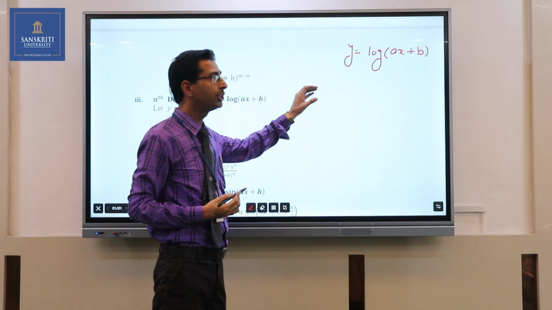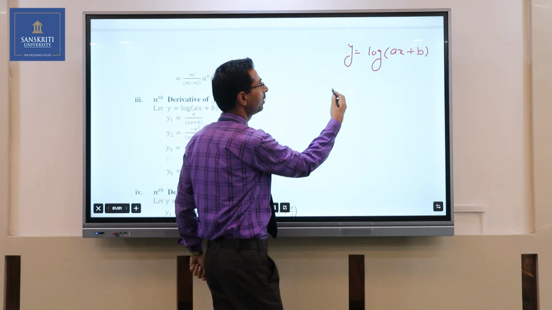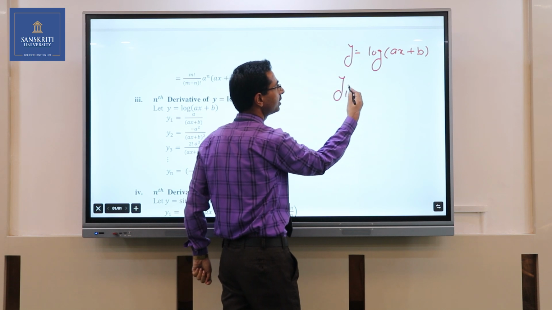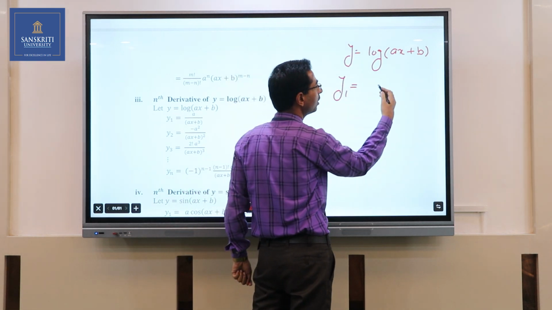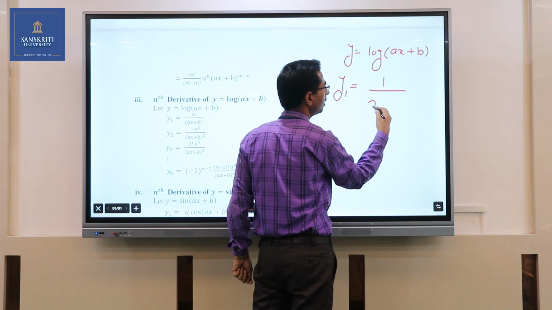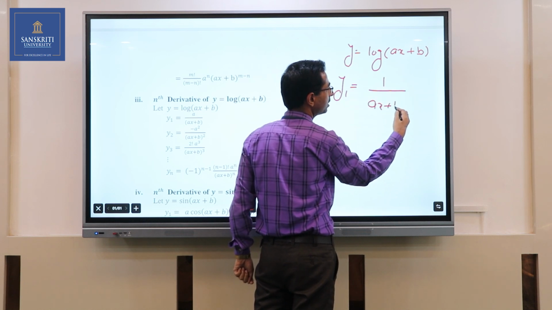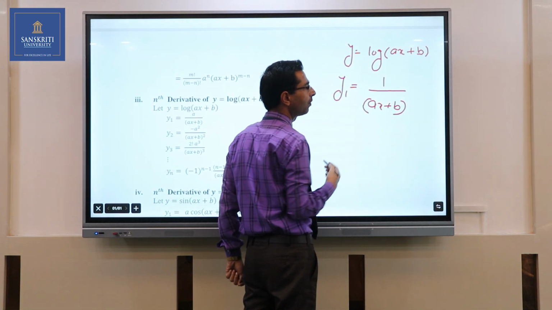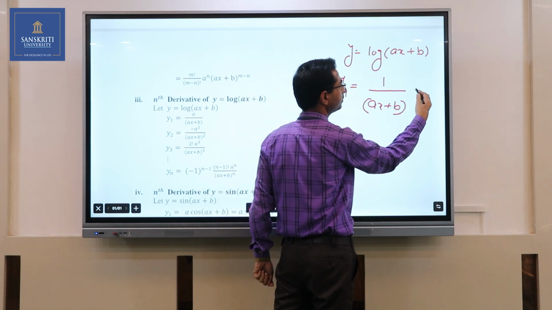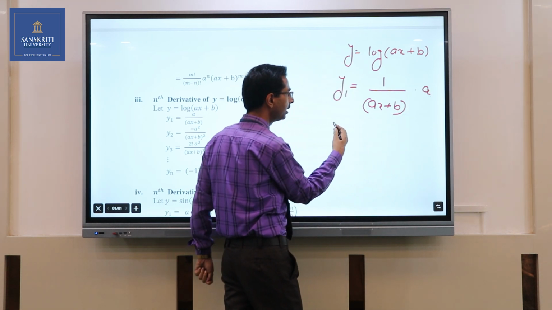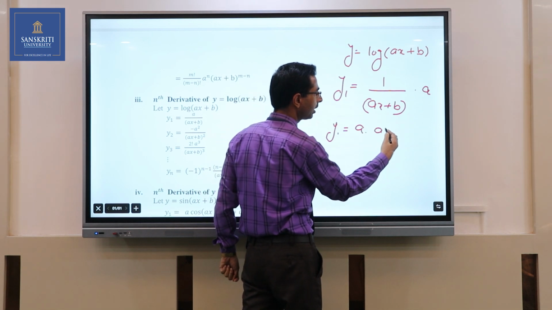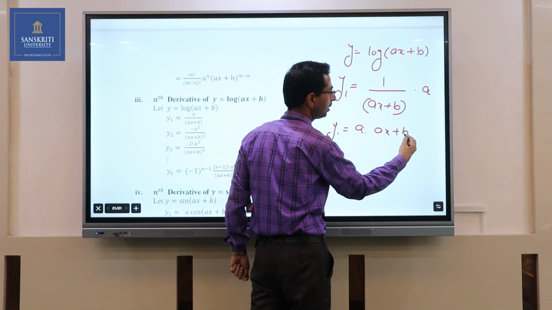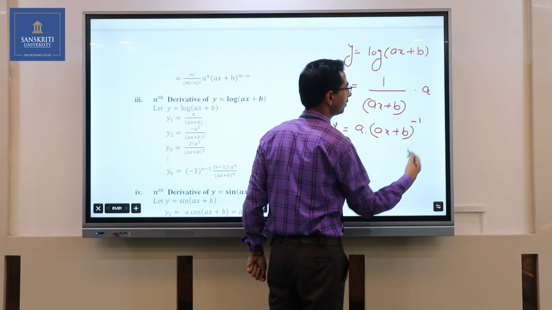Now we first differentiate with respect to x. Then we find the first derivative y1 of log x. The formula for the derivative of log x is 1 upon x. Then 1 upon ax plus b, and the differentiation of ax plus b is equal to a. Or we can write it as y1 is equal to a into (ax plus b) to the power minus 1.